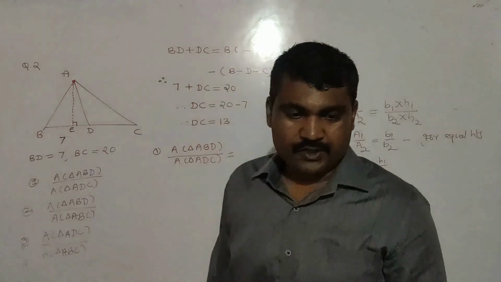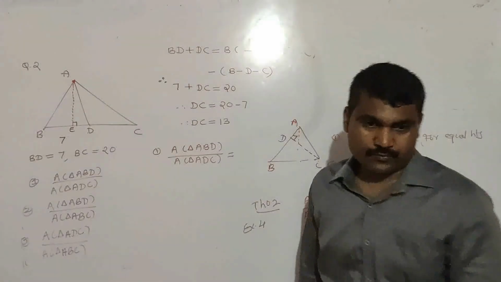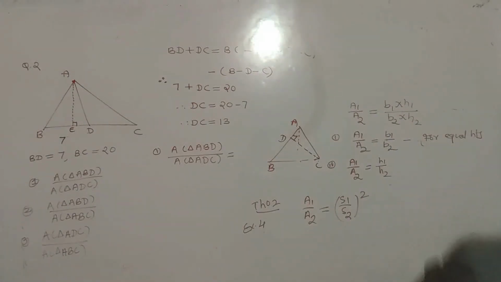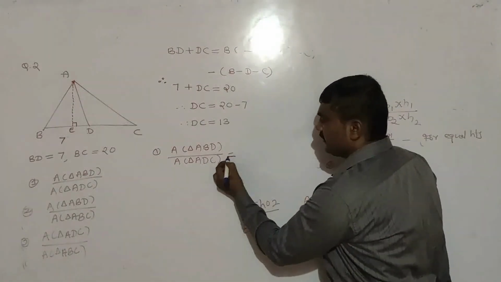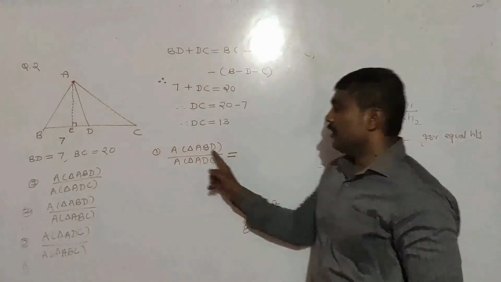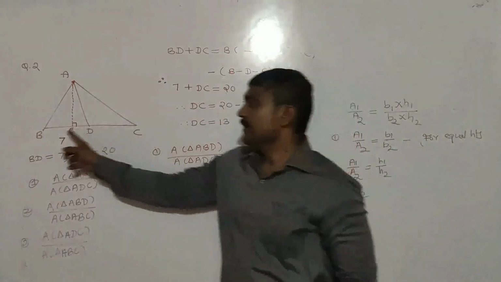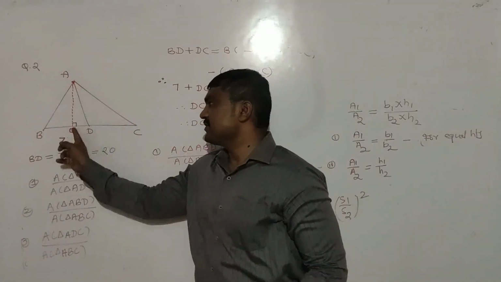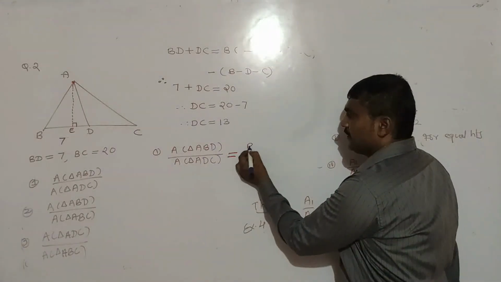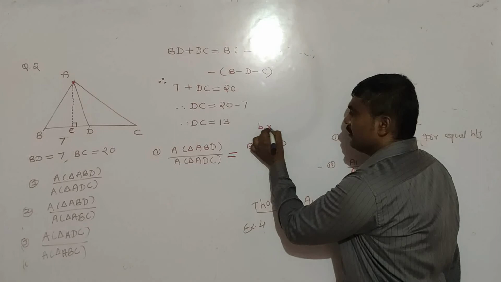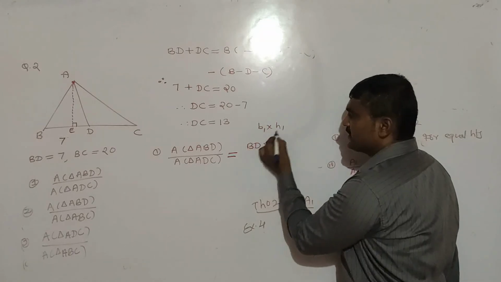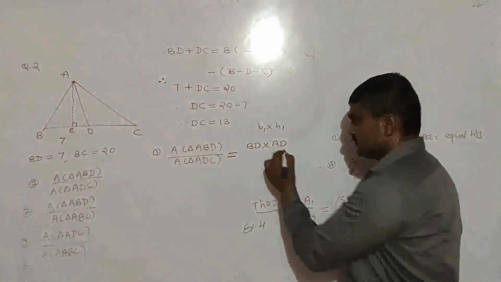So I am writing here for triangle ABD. BD is the base, A is the height. So I am writing BD multiplied by AD. Why? The formula was B1 into H1. B1 base, H1 height is the AD.